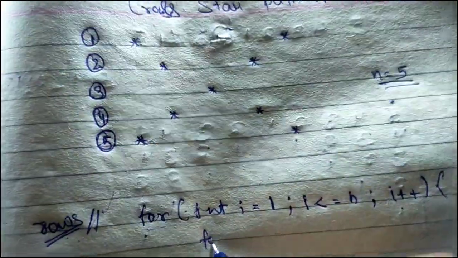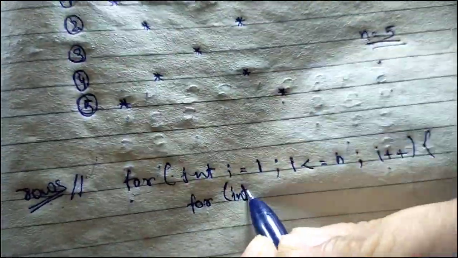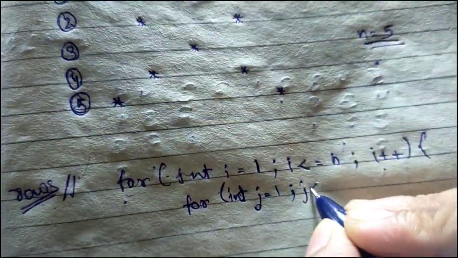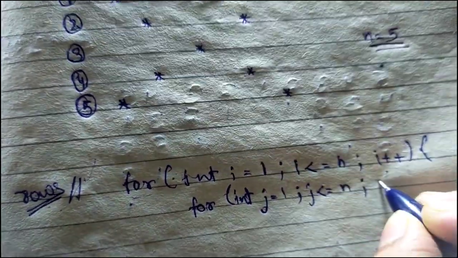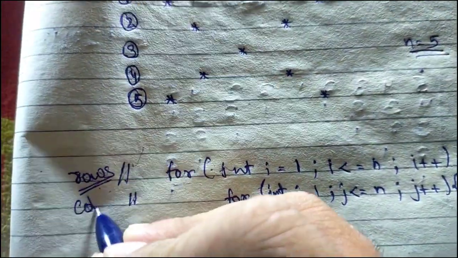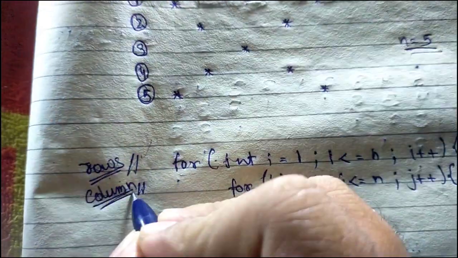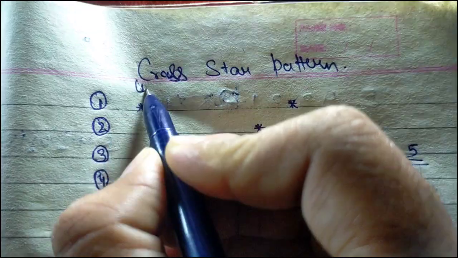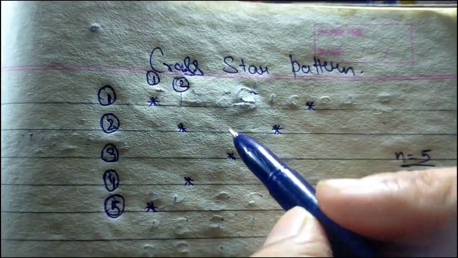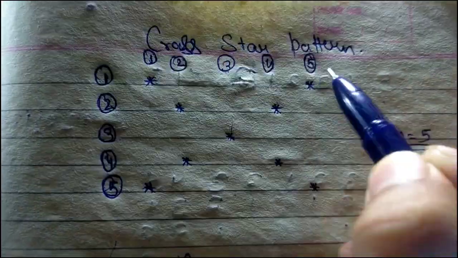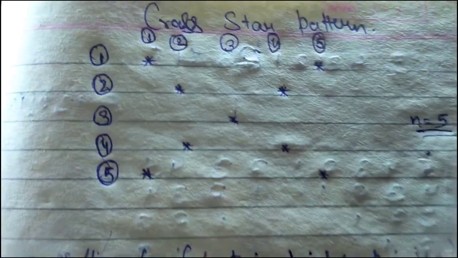After that, for int j equals 1, j less than or equal to n, j plus plus. So what will this loop do? This loop will print columns. Here is the first column, then second column, then third column, then fourth column, after that fifth column. Here are my 5 rows and 5 columns that I have printed.